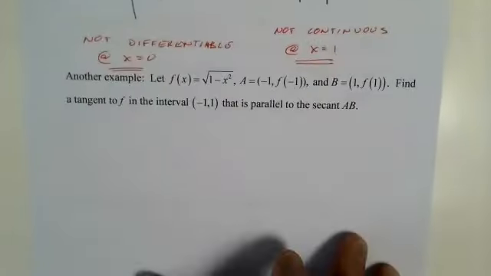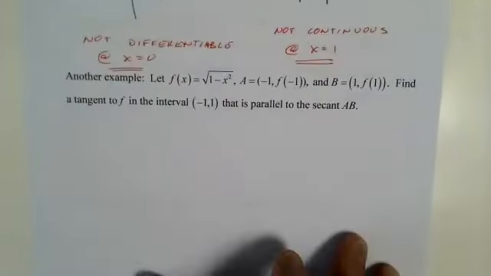So let's try another one. f of x is this, a equals that point, b equals that point. Find a tangent that's parallel to the secant. So let's go on a little aside here. f of x equals the square root of 1 minus x squared. y equals the square root of 1 minus x squared. y squared equals 1 minus x squared. x squared plus y squared equals 1. Hey, I know that. That's a circle. Kind of. There's no plus or minus up here.